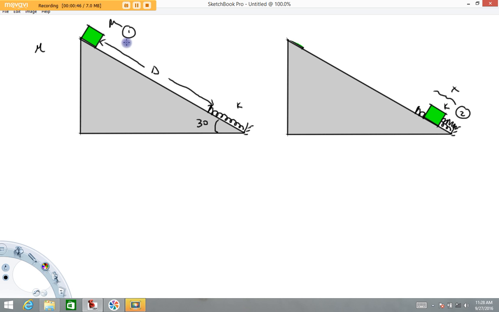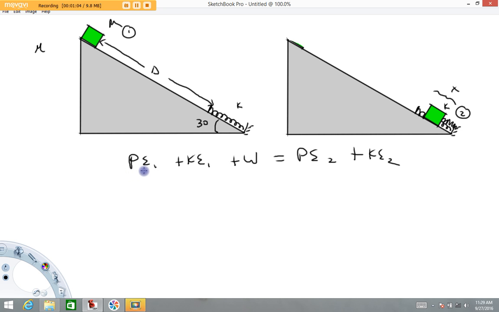So I'm going to go ahead and write a work energy equation relating position 1 to position 2. PE1 plus KE1 plus work equals PE2 plus KE2. And all we have to do now is take into account all the energy transfers we can think of.